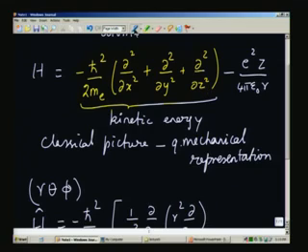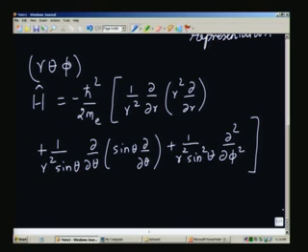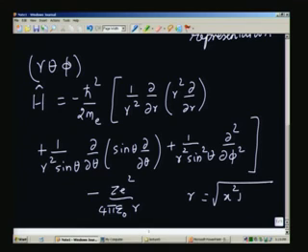In the r theta phi representation, what we are left with, apart from the kinetic energy term, is the potential energy term, which is minus Z e square by 4 pi epsilon naught r, and you know r is equal to square root of x square plus y square plus z square.